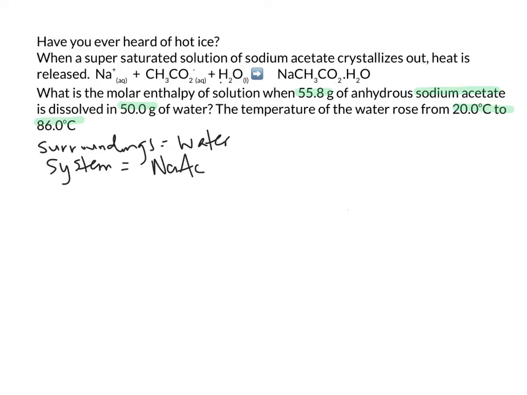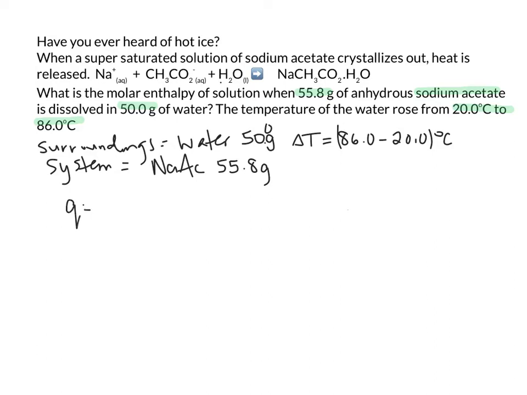Okay, so the 55.8 grams is with the system. The 50 grams of the water is with the surroundings, as is the temperature change. So delta T is T final 86 minus 20 degrees Celsius. Okay. I should make that 50.0. All right, so where do you start?